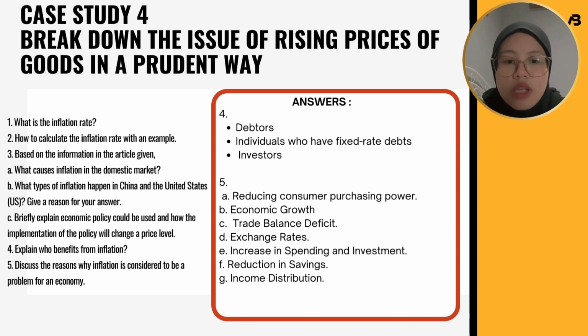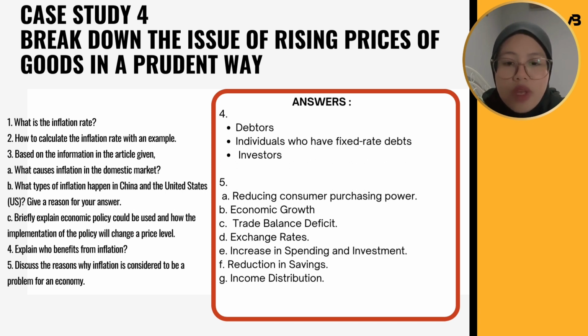G is income distribution. There is a wider gap in income distribution among groups of people. In other words, there will be winners and losers. The groups that benefit are businesses, investors, and farmers, because they gain from the price hike.